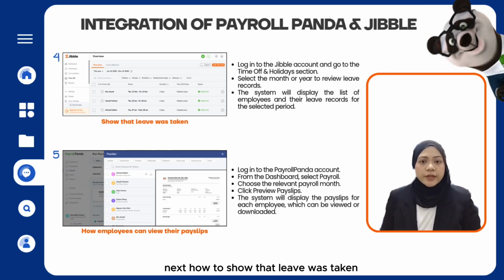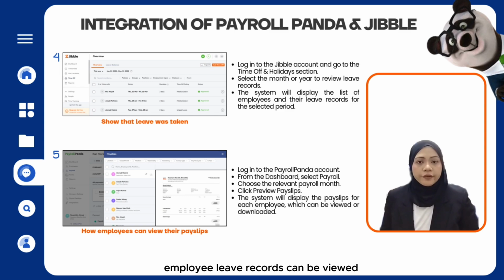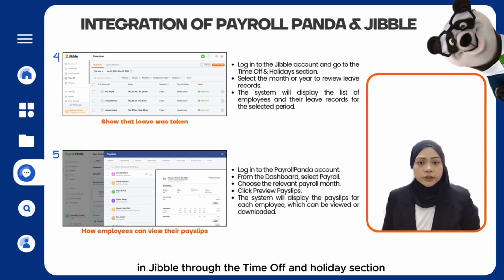Next, how to show that leave was taken. Employee leave records can be viewed in Jibble through the time off and holidays section. By selecting the relevant month or year, the system displays a list of employees along with their leave records for that period. This allows HR or management to clearly monitor leave usage and track employee attendance.